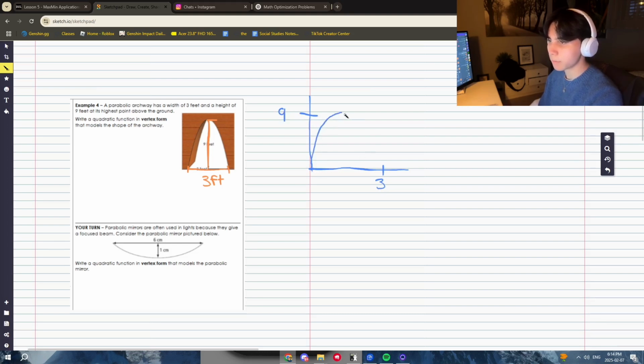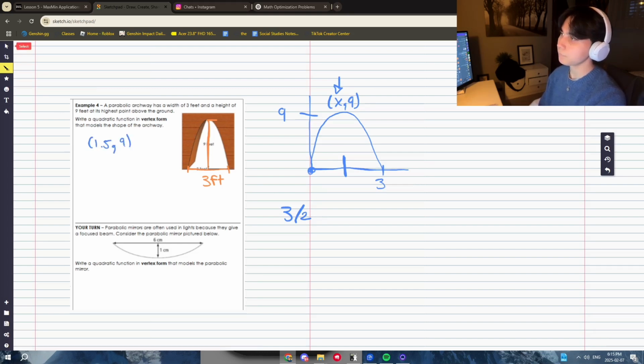So what that automatically means is that the x value of our vertex should be half of what 3 is. Since we have it between 0 and 3, we can just divide 3 by 2. And we get 1.5, 9 as our vertex. So now what we can do is begin to actually create an equation.